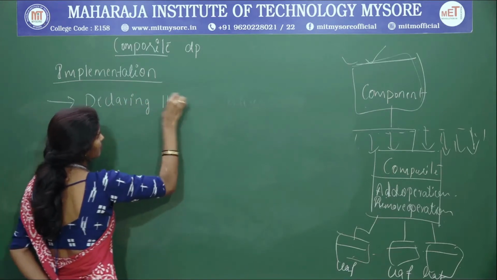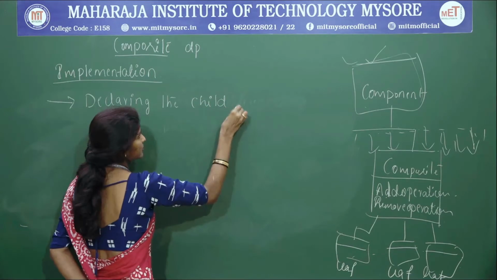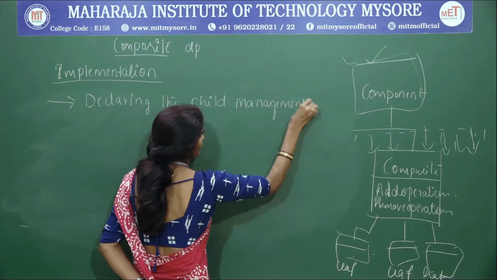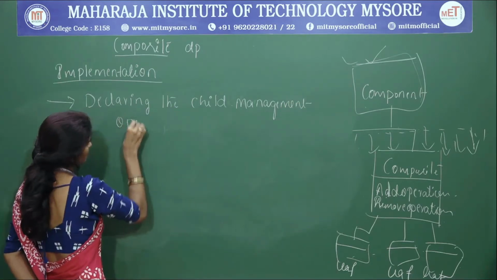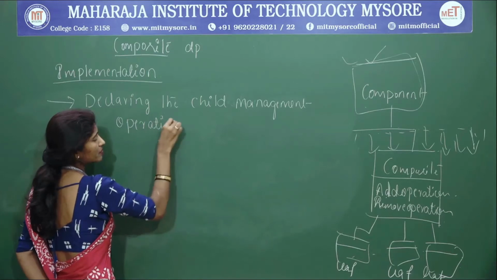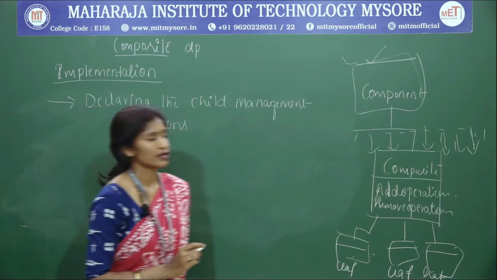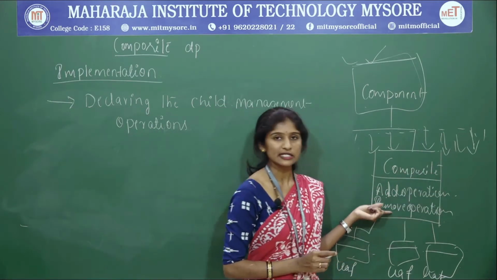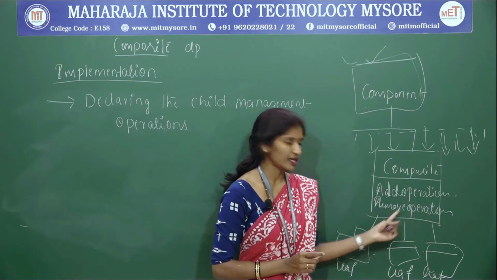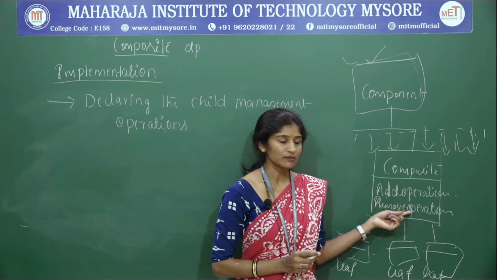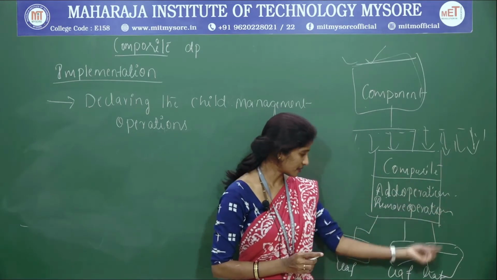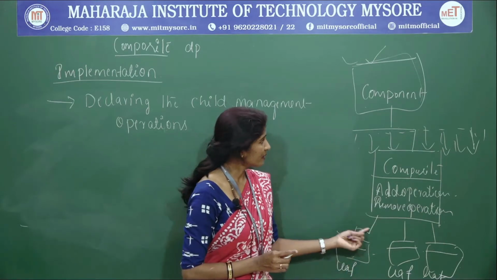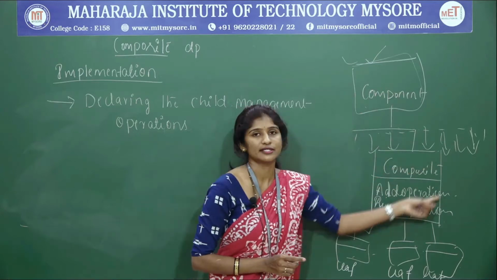Declaring the child management operation. So what this point is focusing on, as I told you, is that the composite class contains the add operation and the remove operation that can be performed on child nodes. So it can add the child, that is the leaf nodes, and it can remove the leaf nodes. This authority is given by the component to a composite design pattern.